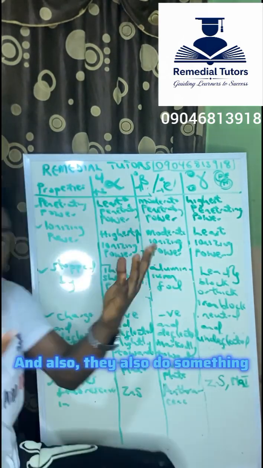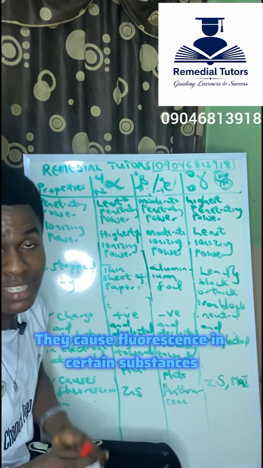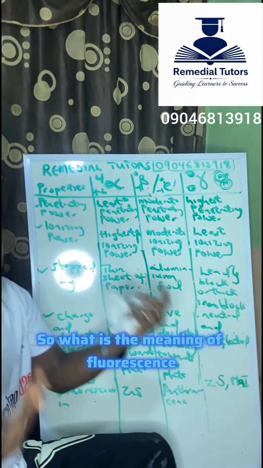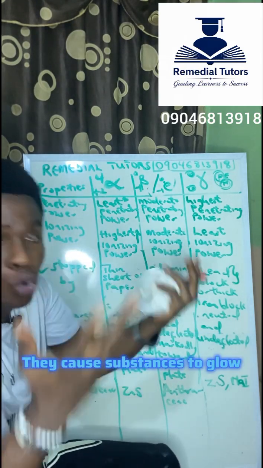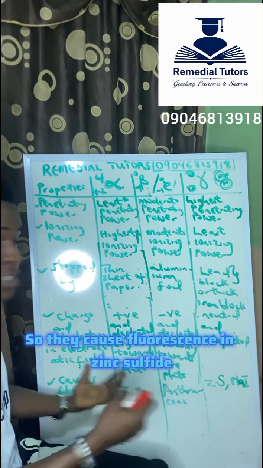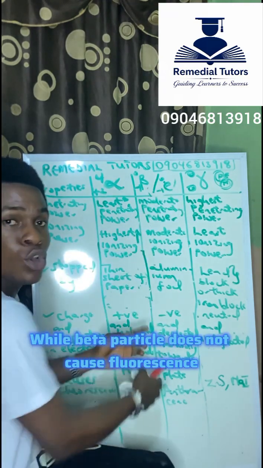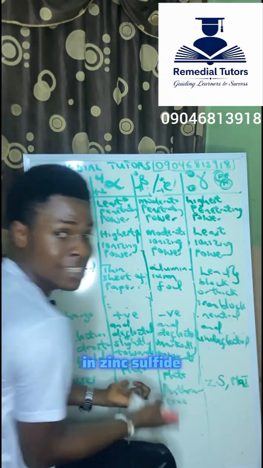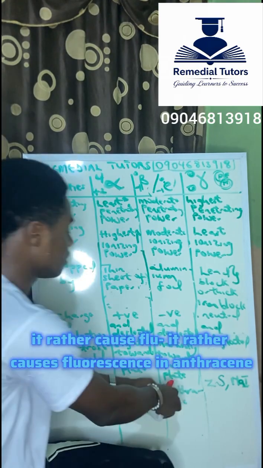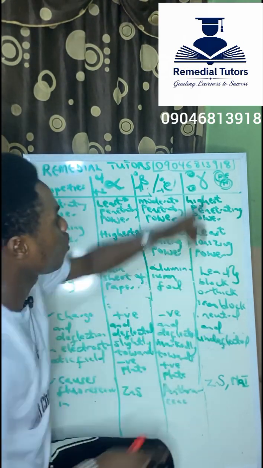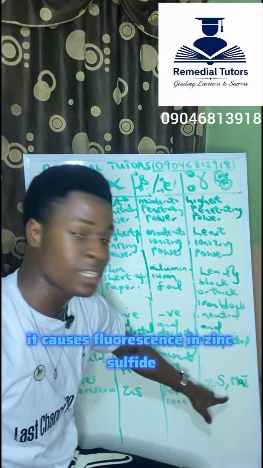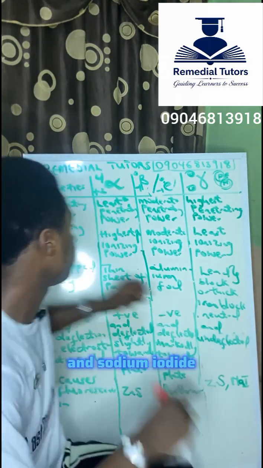And also, they do something else. They cause fluorescence in certain substances. So what is the meaning of fluorescence? They cause substances to glow. That's the meaning. So alpha particles cause fluorescence in zinc sulfide. While beta particle does not cause fluorescence in zinc sulfide, it rather causes fluorescence in anthracene. While gamma particle causes fluorescence in zinc sulfide and sodium iodide.